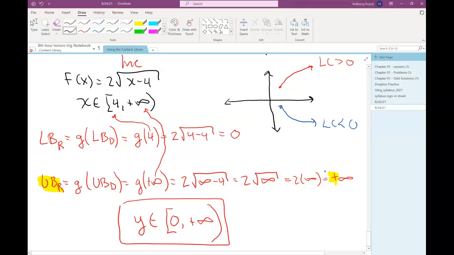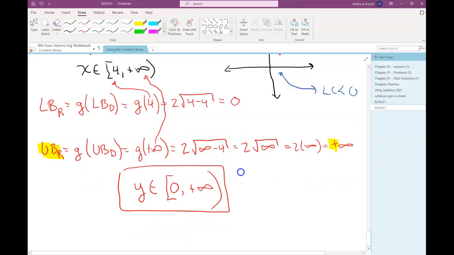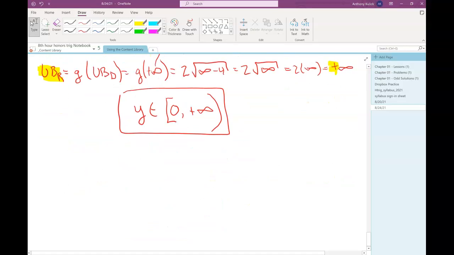And I tend to over-explain in my notes so that when you look back at it, you're able to follow it a little bit easier than if I just write the minimal amount of work. You know what I mean, guys? You can get it.